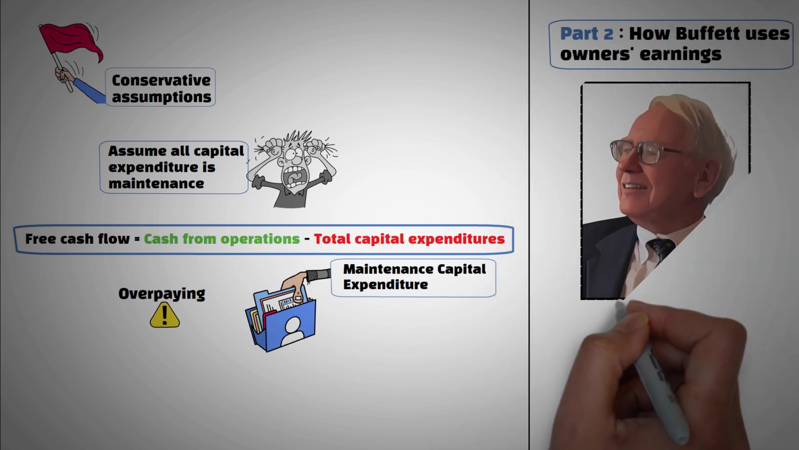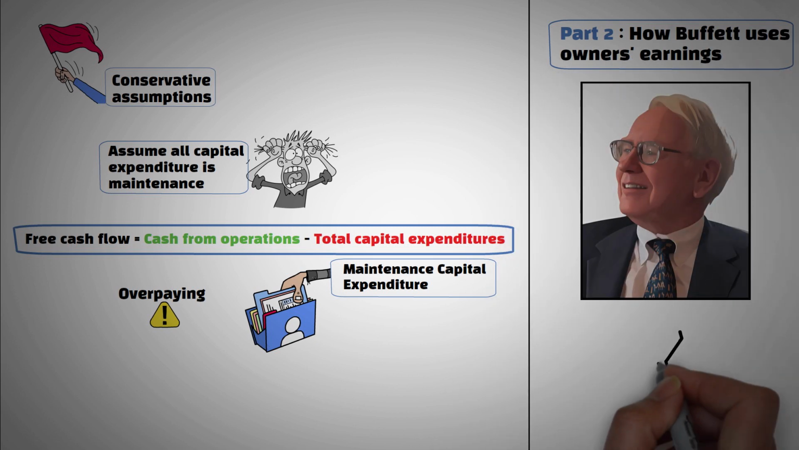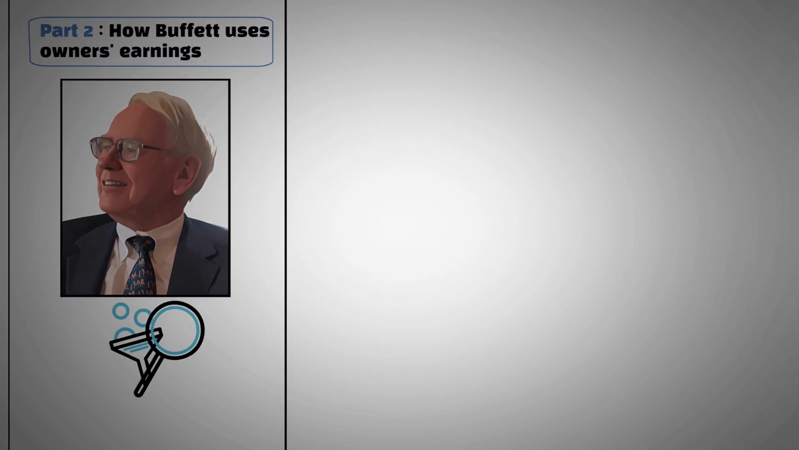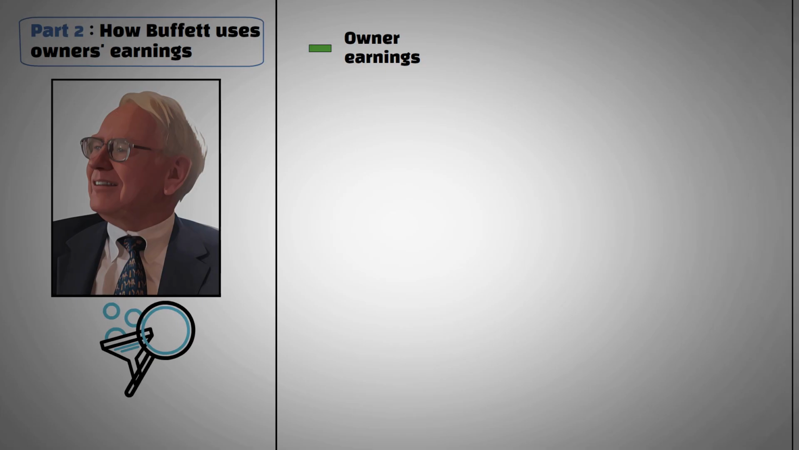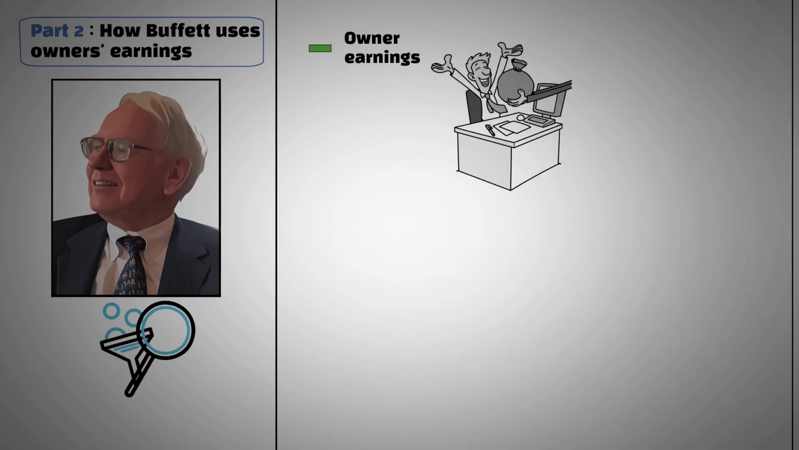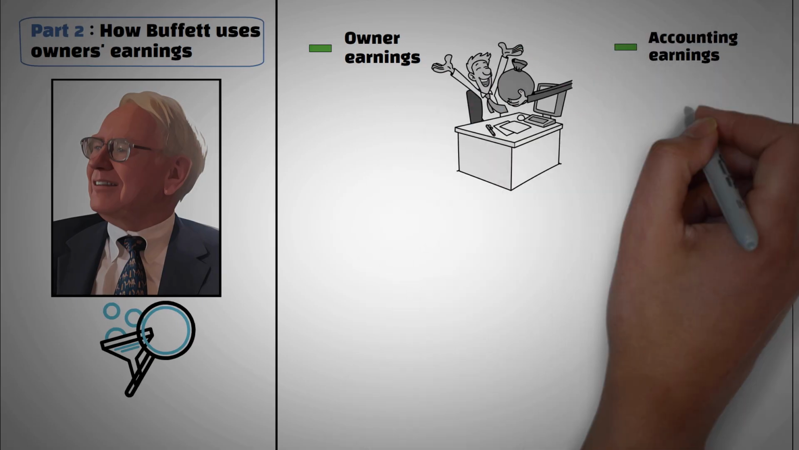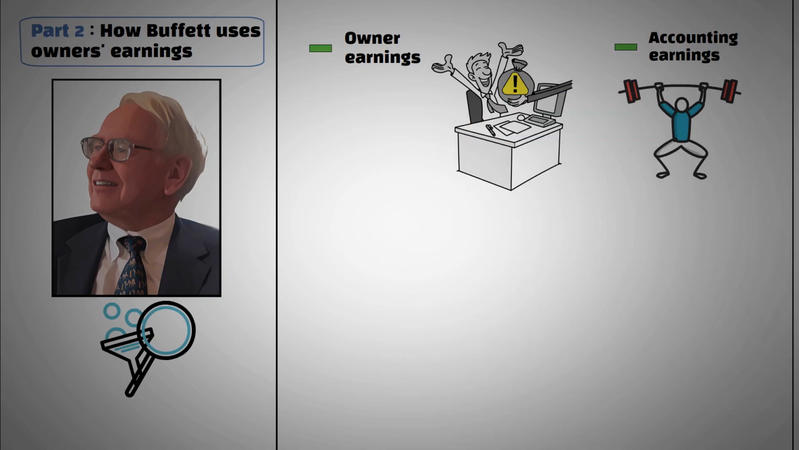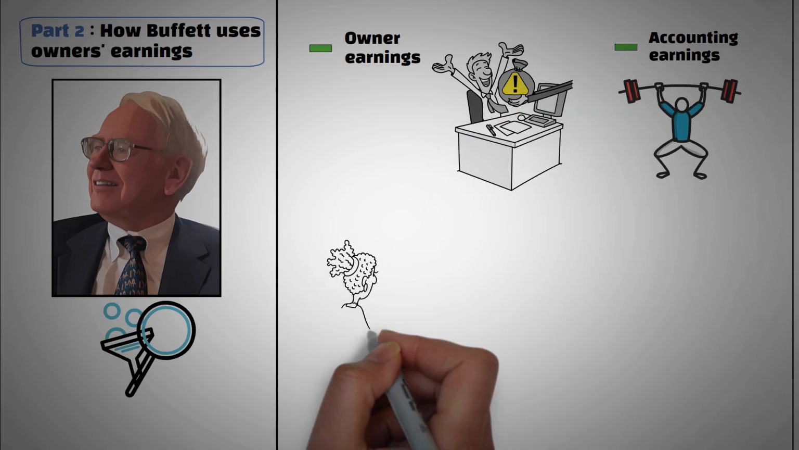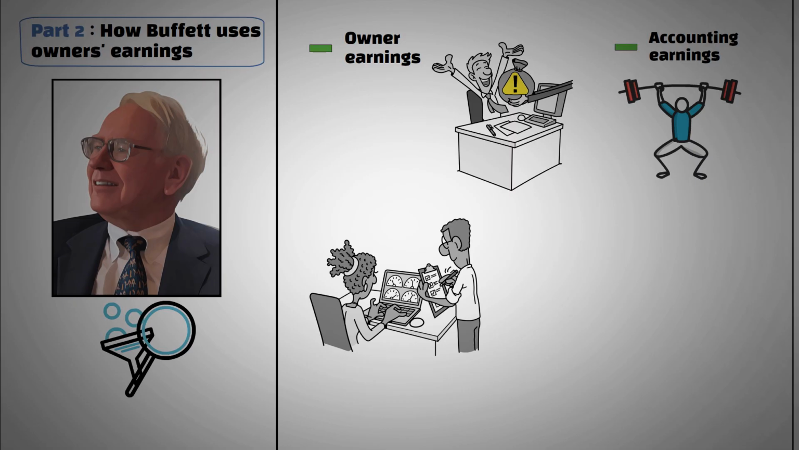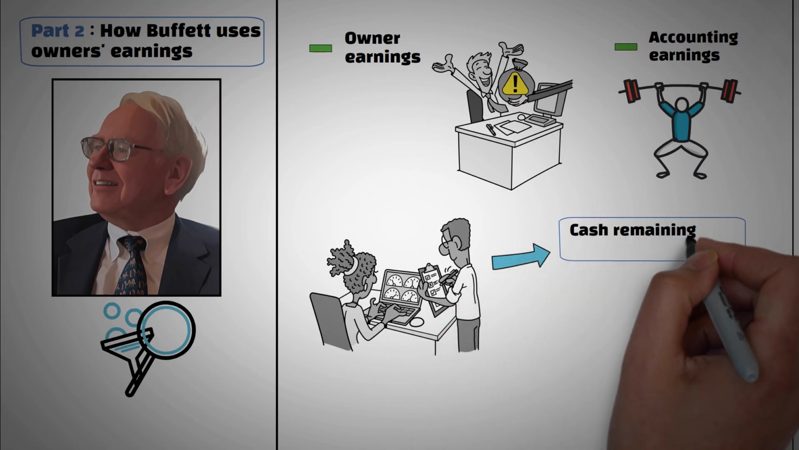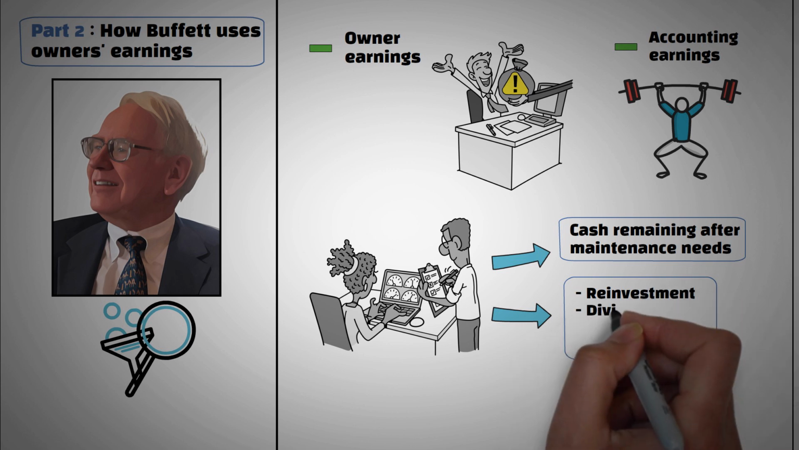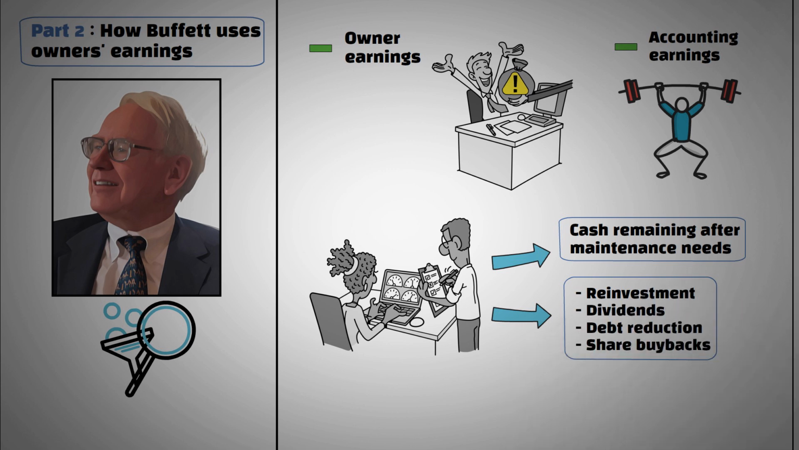Buffett does not use owner earnings in isolation and instead uses them as a filter for finding a great stock. First, owner earnings help him assess whether reported profits are supported by real cash generation. If accounting earnings are strong, but owner earnings are weak or declining, that is a warning sign. Secondly, owner earnings allow Buffett to evaluate capital allocation discipline. He analyzes the amount of cash remaining after maintenance needs and how management chooses to use it through reinvestment, dividends, debt reduction, or share buybacks.